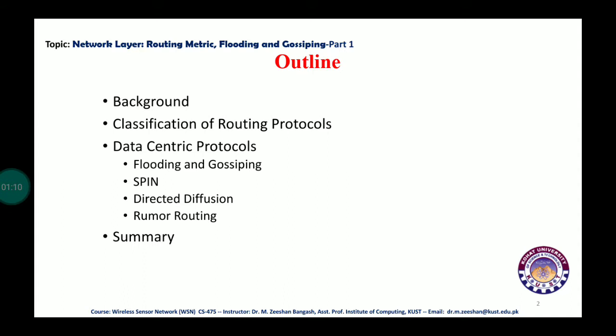So today we will be discussing some background about the network layer, and then we'll try to classify different routing protocols that are part of this layer. We will be discussing some data centric protocols in today's lecture, like the SPIN protocol, the flooding and gossiping mechanisms, the mechanism of directed diffusion, which is one of the most important mechanisms in communication, and then a topic related to rumor routing, and at the end we will summarize our discussion.